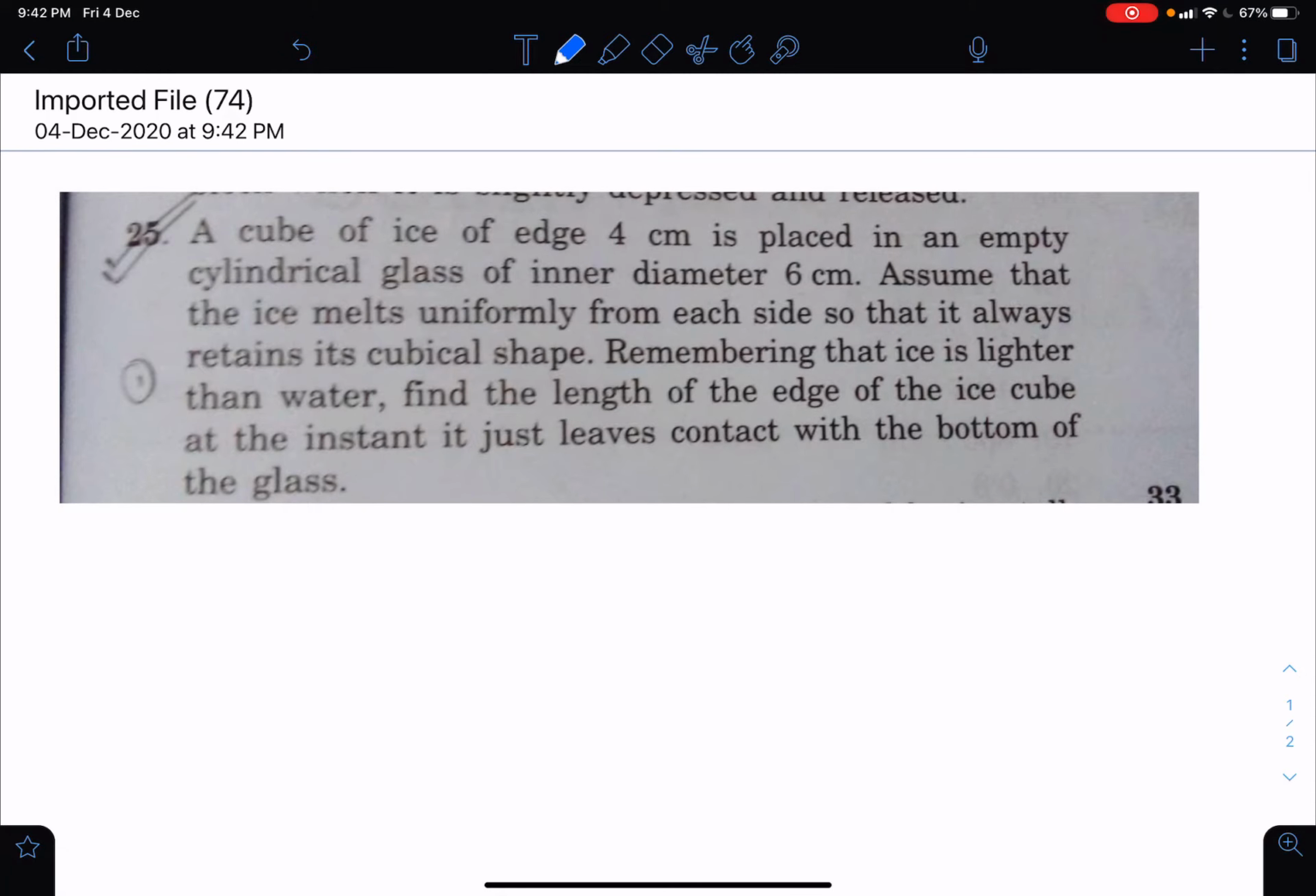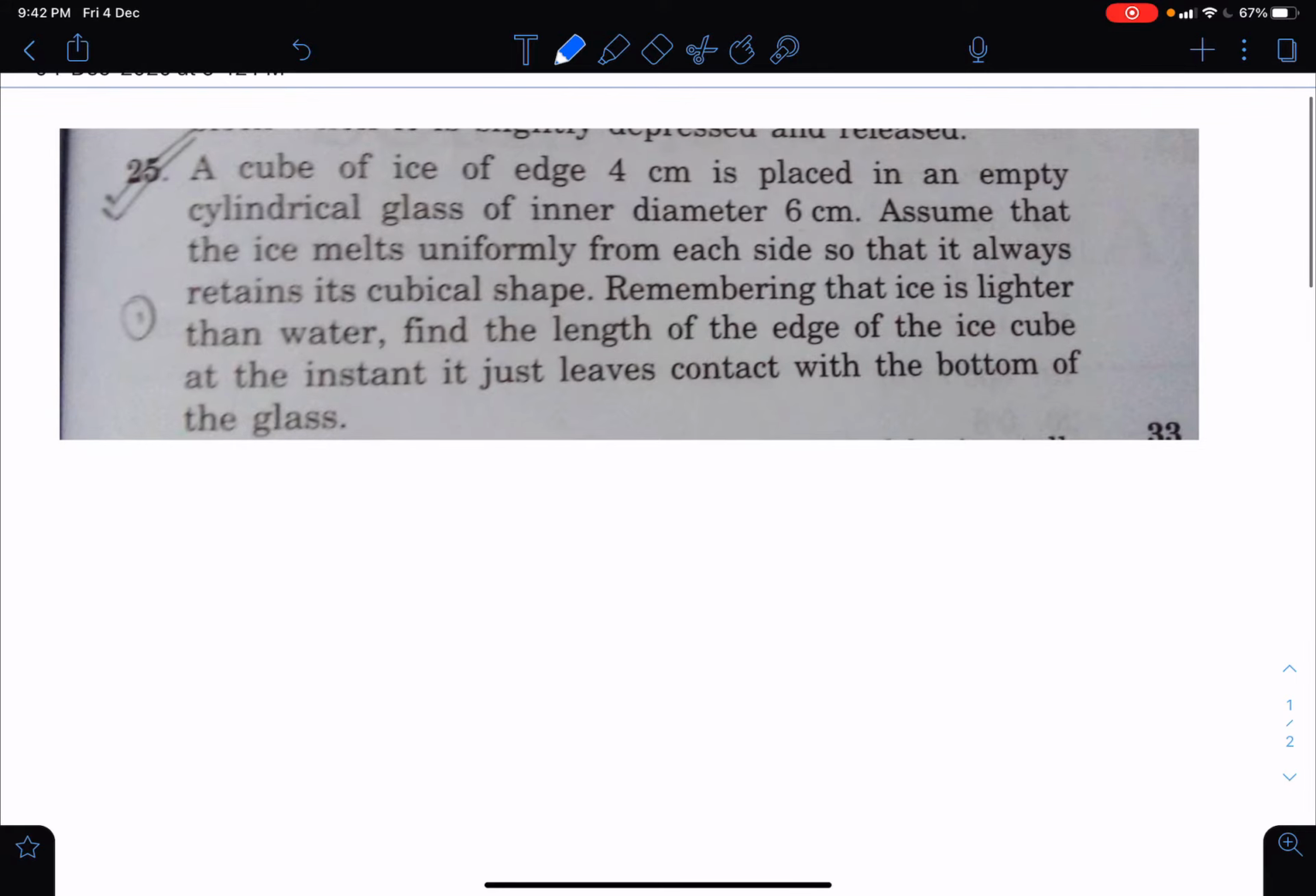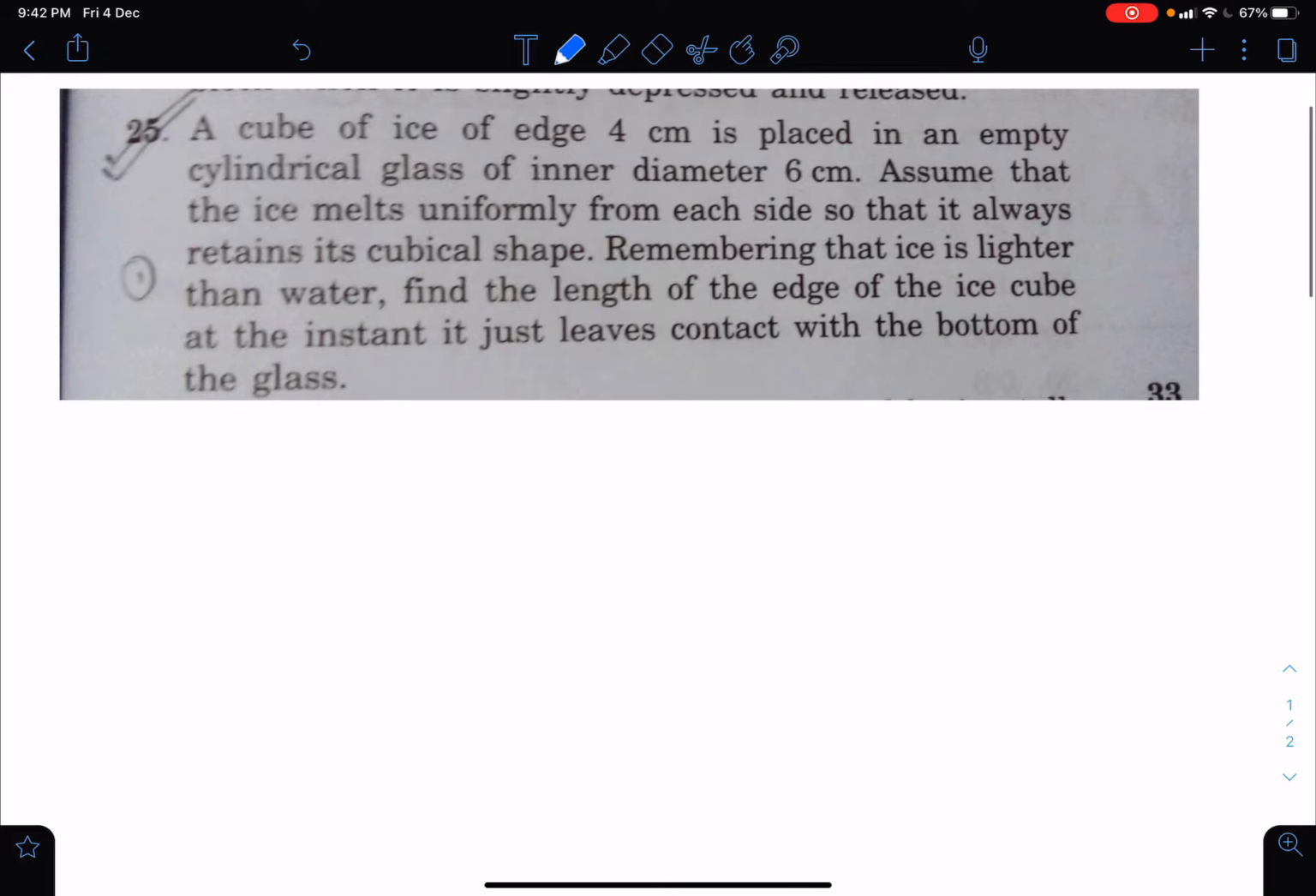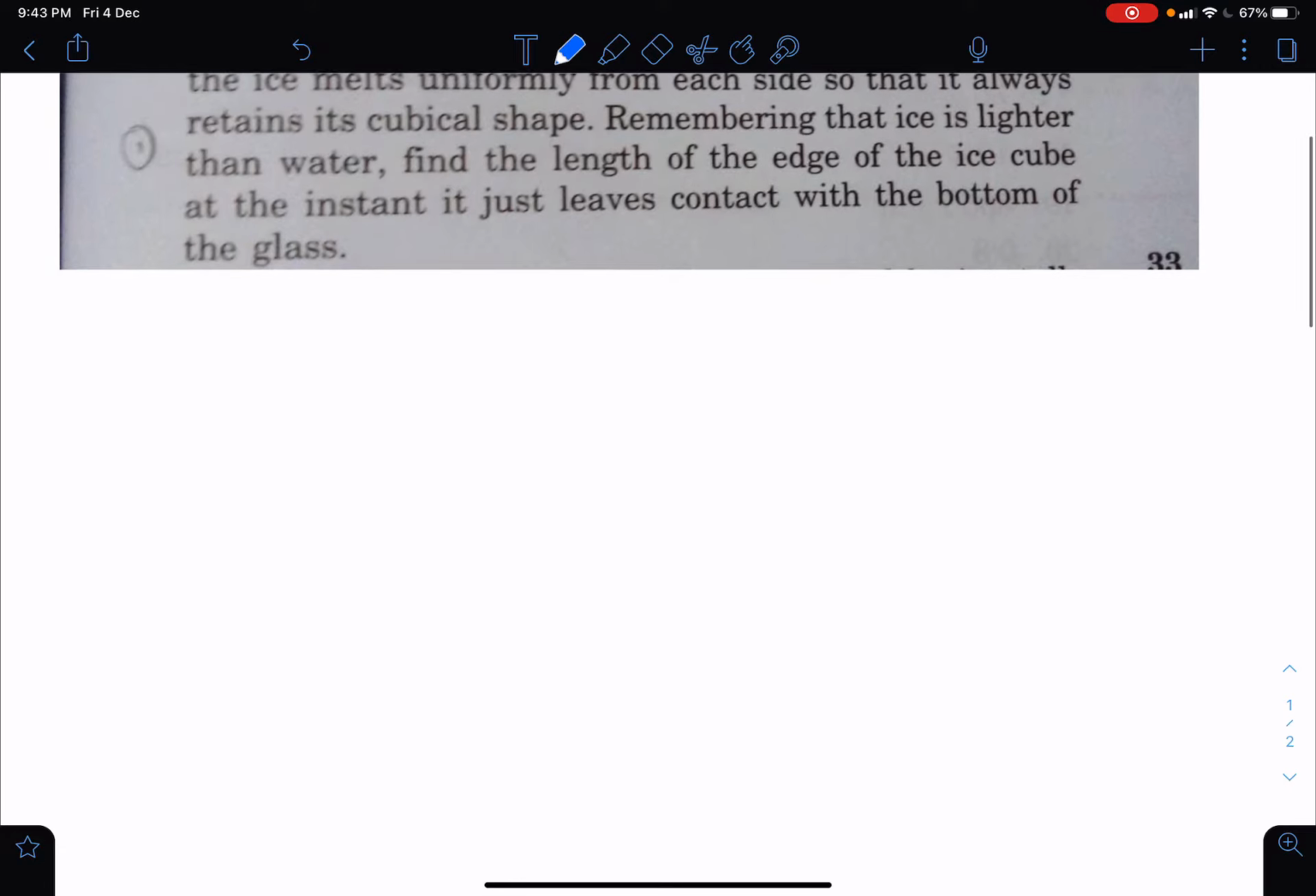Okay, this is question number 25 from HC Verma, Fluid Mechanics chapter. Here there is a cube of ice of height 4 centimeter, which is placed in an empty cylindrical glass of inner diameter 6. So the dimensions of the cube and the dimensions of the empty cylindrical glass are somewhat closer actually here.